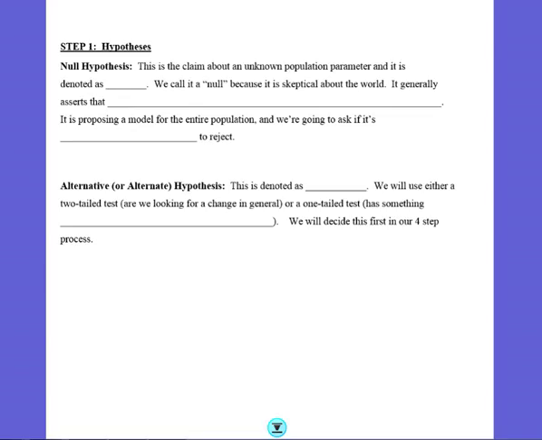Let's talk a little bit about the null. The null is a claim about an unknown population. We would denote that as H sub 0. You will hear me referring to it as the H-naught. We call it a null because it's skeptical of the world. Generally in your null hypothesis, you're saying nothing has changed, everything's staying what we think it is. If you remember from chapters 18 and 19, we have these sampling distributions, and we're saying, yeah, this sampling distribution's fine.